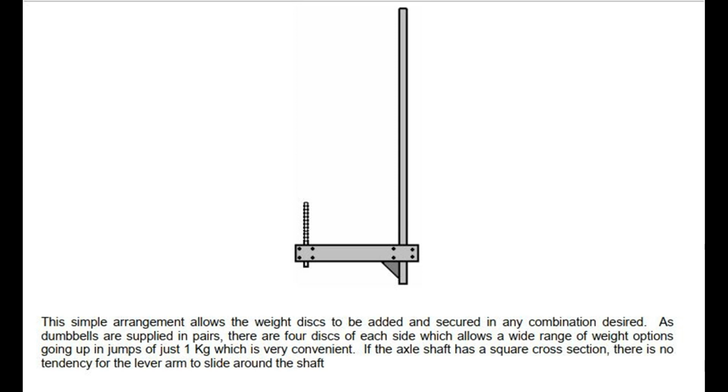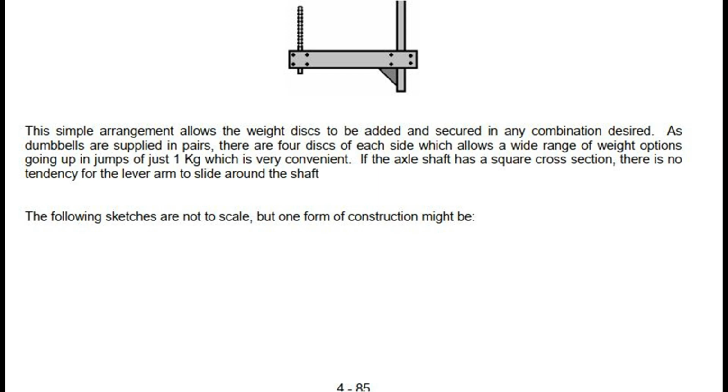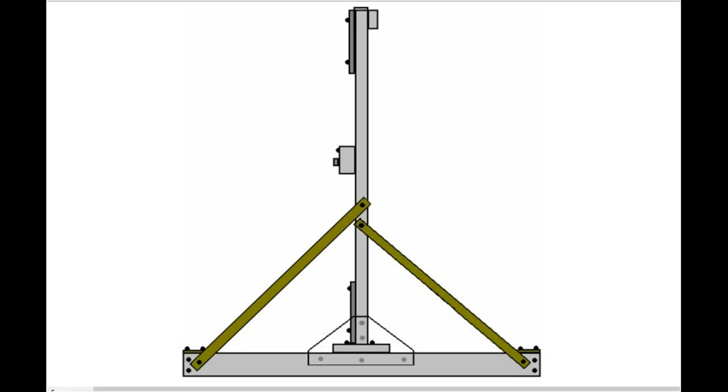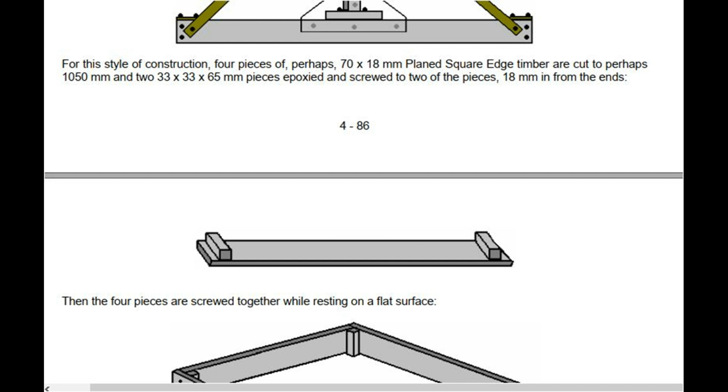If the axle shaft has a square cross section, there is no tendency for the lever arm to slide around the shaft. The following sketches are not to scale, but one form of construction might be this. For this style of construction, 4 pieces of, perhaps, 70 x 18 mm plain square edge timber are cut to perhaps 1050 mm, and 2 33 x 33 x 65 mm pieces are epoxied and screwed to 2 of the pieces, 18 mm in from the ends. Then the 4 pieces are screwed together while resting on a flat surface.